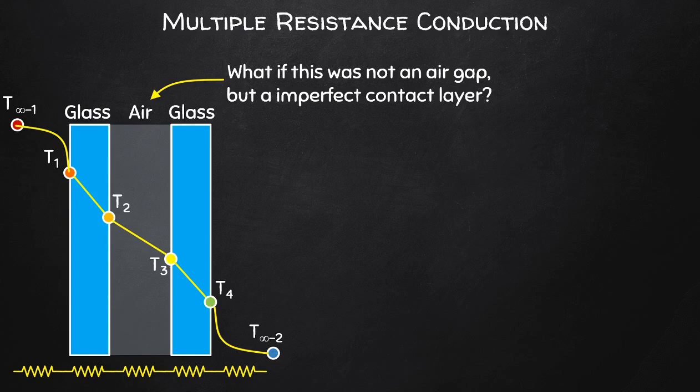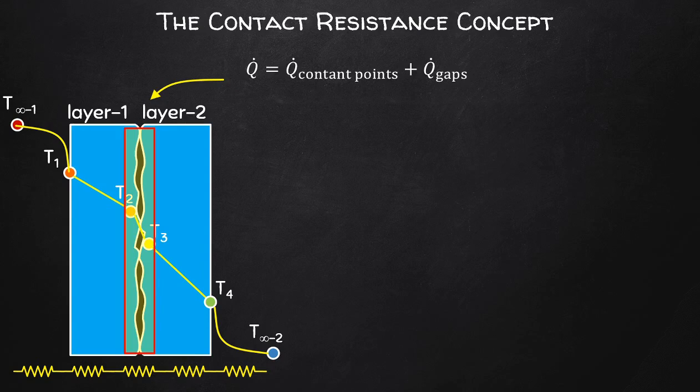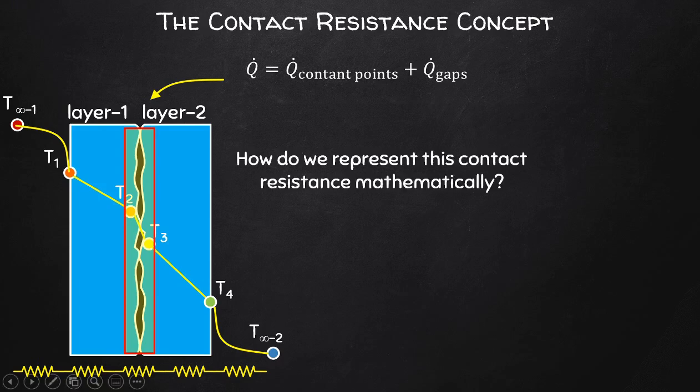But instead of this air gap, what if we had an imperfect contact between two solid materials? The total energy transferred then across the gap would equal the energy transfer through the area of direct contact plus the energy transferred across the gaps. Now, what would this look like mathematically? Do we know what the area for the contact points are? Do we know the area for the gaps?